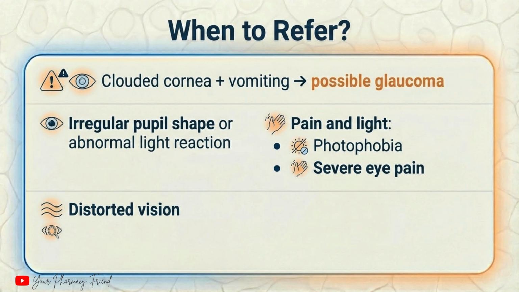Certain symptoms require immediate referral. These include clouding of the cornea with associated vomiting, which may indicate glaucoma, irregularly shaped pupils or abnormal response to light, photophobia, severe eye pain, and distortion of vision. These red flags suggest potentially serious ocular pathology and must never be managed at the pharmacy level. Always remember, mild conjunctivitis may be managed conservatively, but any atypical or severe presentation requires urgent medical assessment.